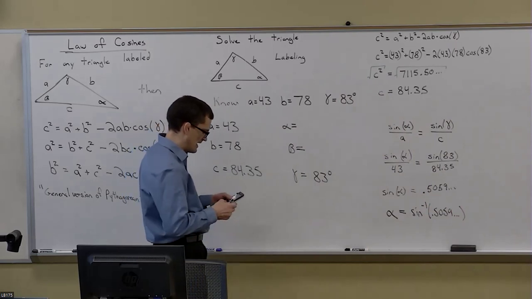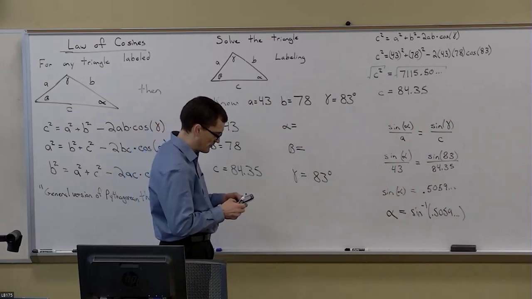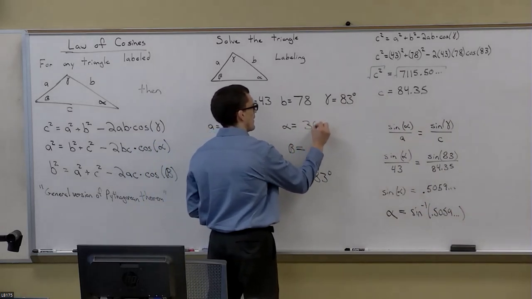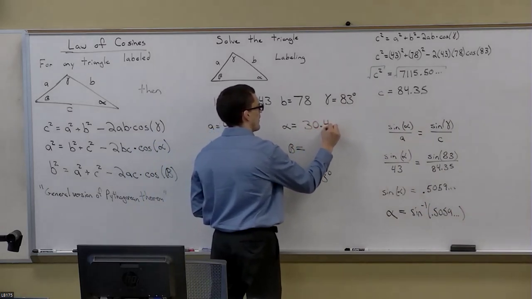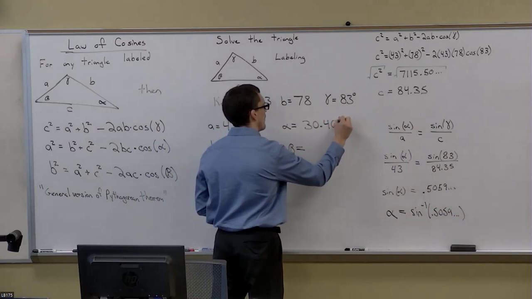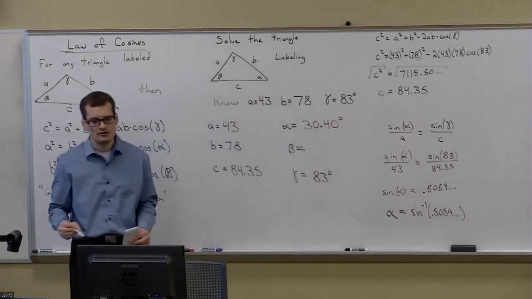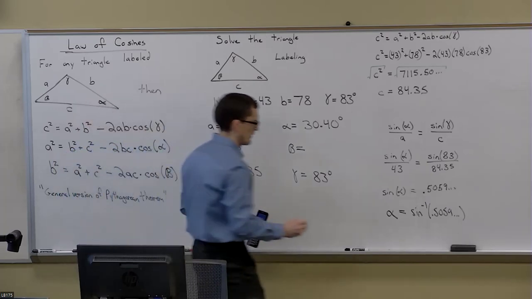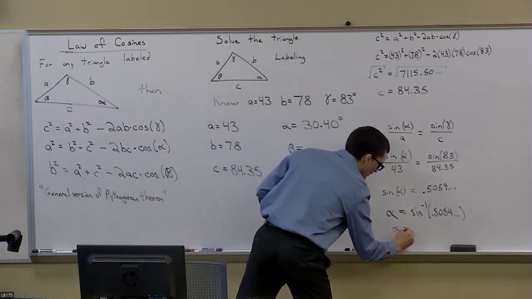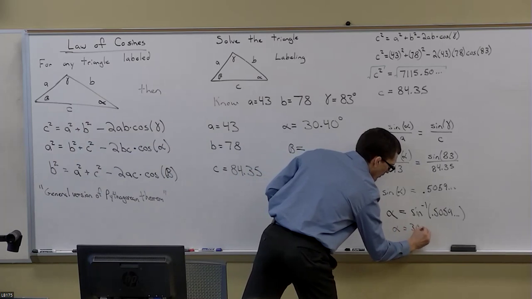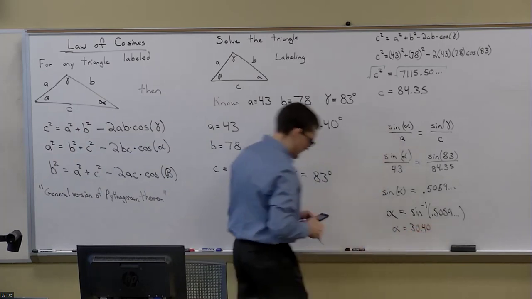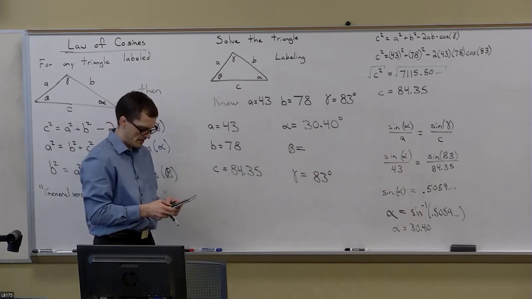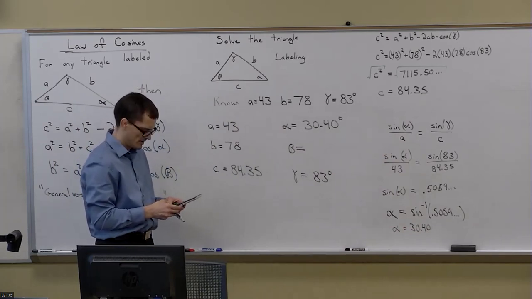And then I got alpha as 30.40, rounding to 2 decimal places. So everybody else got it? Are you good to go on that? As I was walking, I saw that.